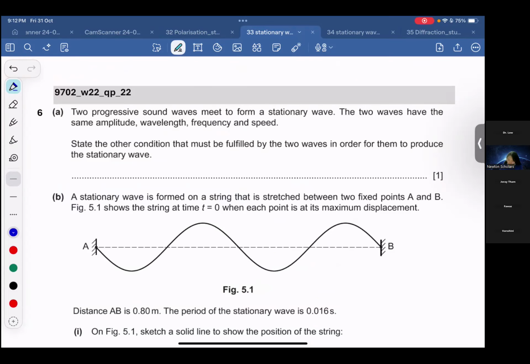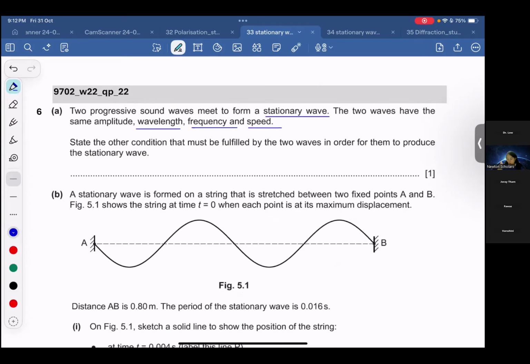Two progressive waves meet to form a stationary wave. They must have the same amplitude, either one, okay. Then after that, same wavelength, same frequency, same speed. There is one more condition that is very important for them to produce a stationary wave. Any of you got any idea? One more condition.